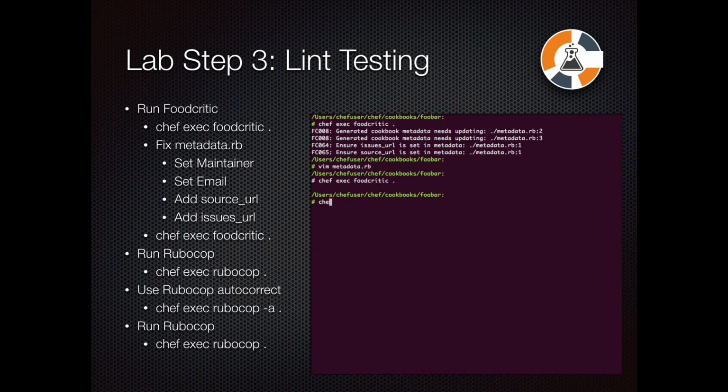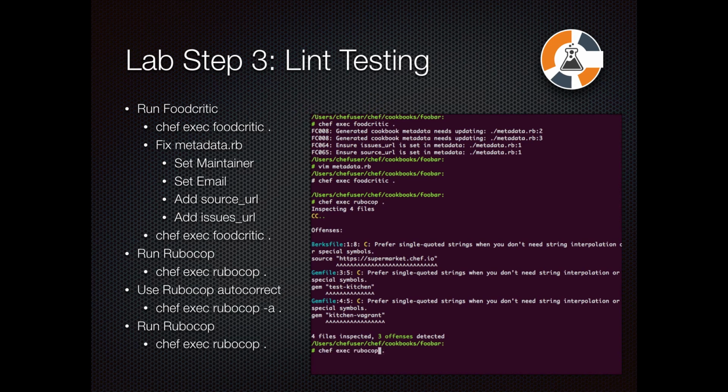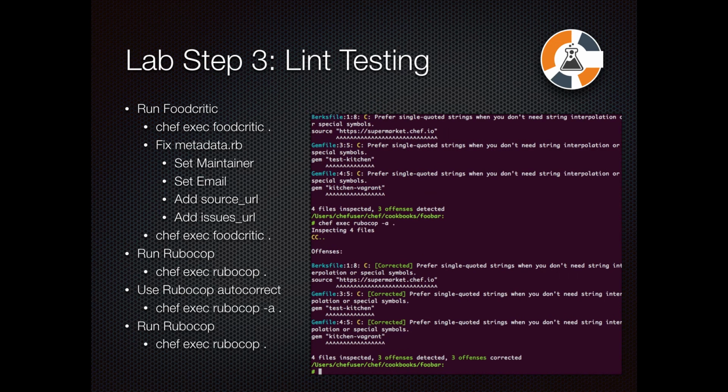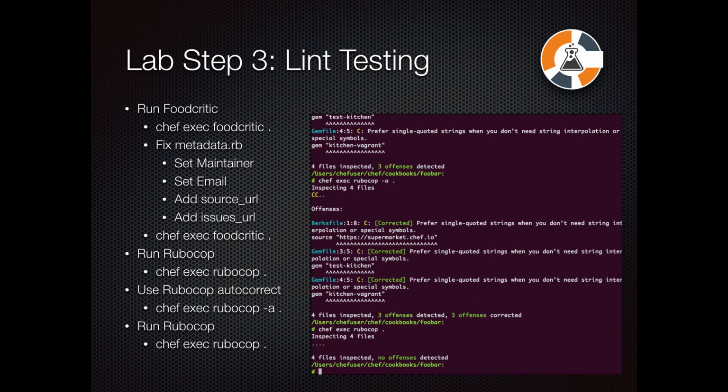Or passed. It doesn't say that it passes, which is funny, but that's how it is. Now let's run RuboCop. It's the same syntax, just rubocop dot. It's got some errors. RuboCop has an auto correct, so let's just do that. It's chef exec rubocop -a dot, and you can see it corrected the 3 offenses, which basically they had double quotes instead of single quotes.